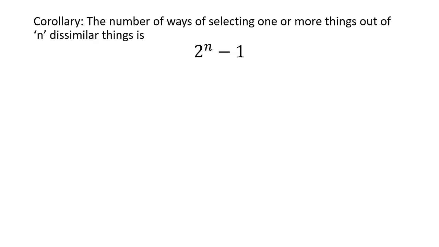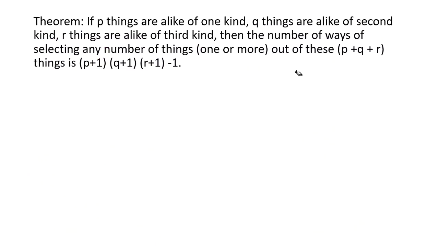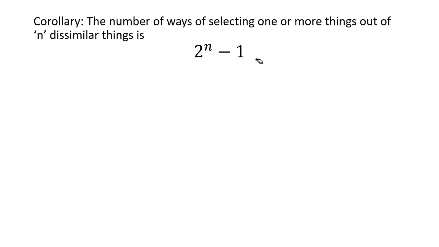Now we have this corollary. The statement of this corollary is like this. The number of ways of selecting one or more objects from n distinct objects is going to be 2 raised to n minus 1. This is a corollary of the previous theorem. So in the previous theorem we have p things alike, q things alike and r things alike. But here all the objects are distinct.